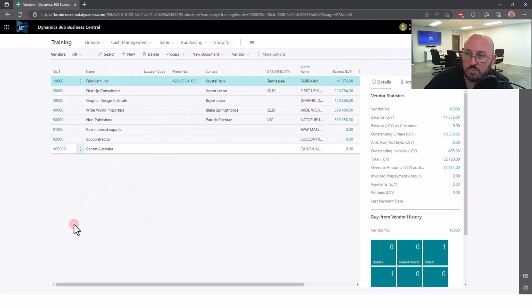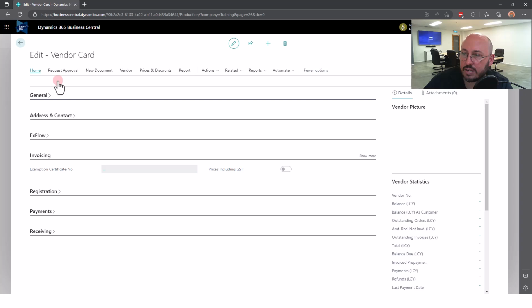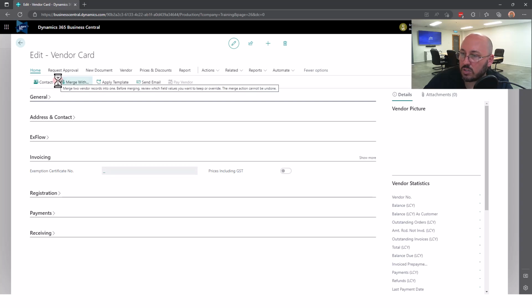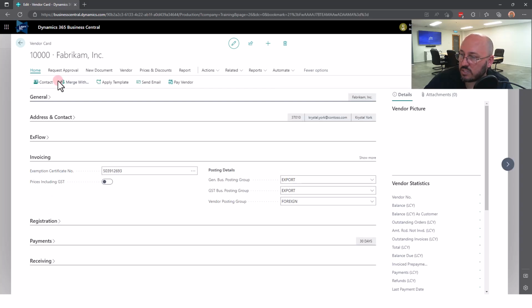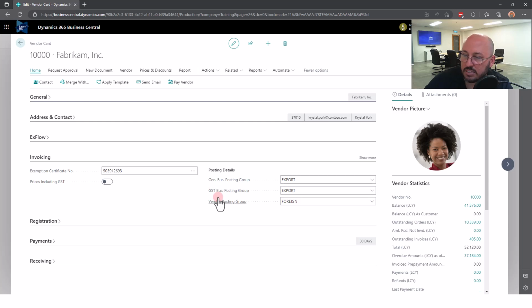Here in Business Central I have Fabricam Inc. and I'm gonna click on here and you're gonna see against the invoicing tab the posting details. We've got a general business posting group, same as the customer. Okay, we have a GST business posting group, we have a vendor posting group. Okay, what does this mean?